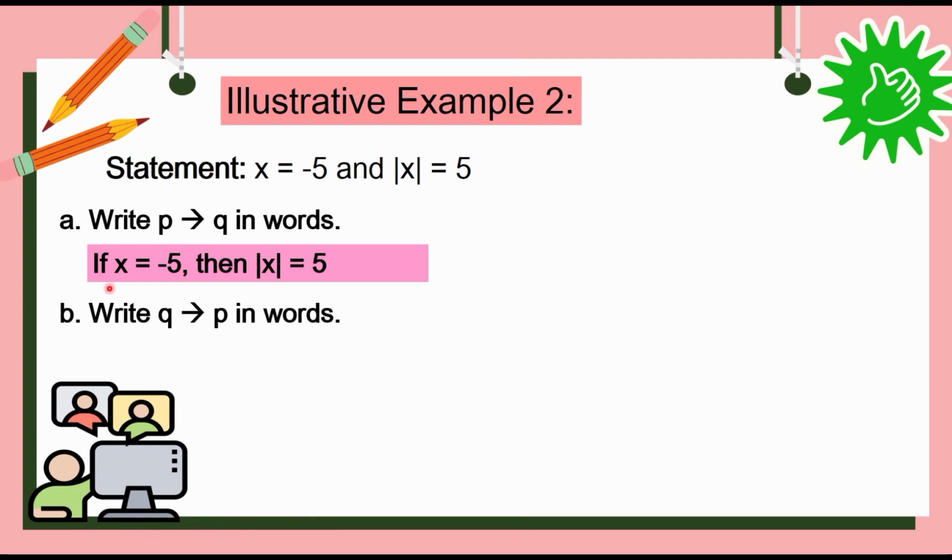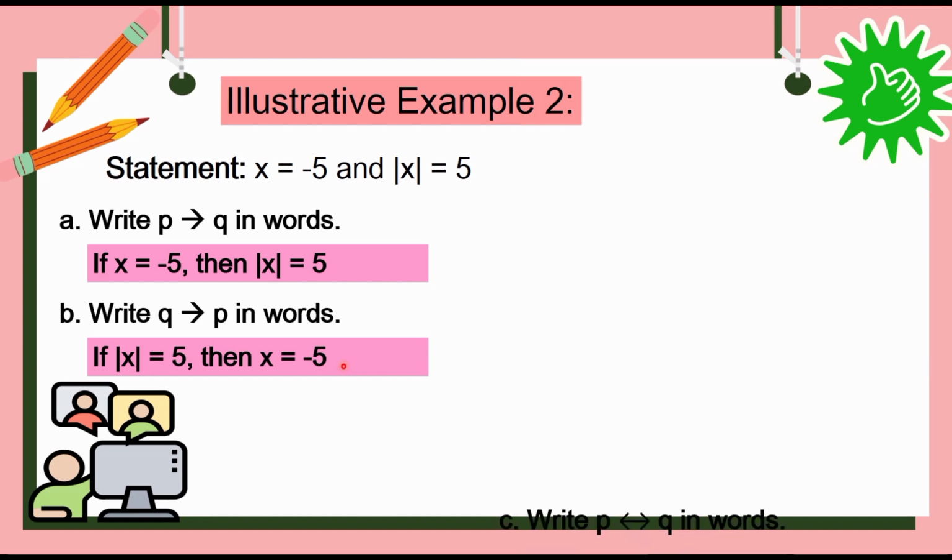Okay. For letter B, write Q implies P in words, which is our converse. Again, how are you going to rewrite a conditional statement into a converse statement? Okay, very good. You just need to switch our P and Q, or interchange the position of our hypothesis and conclusion. So, it can be written as, if the absolute value of x is equal to 5, then x is equal to negative 5.